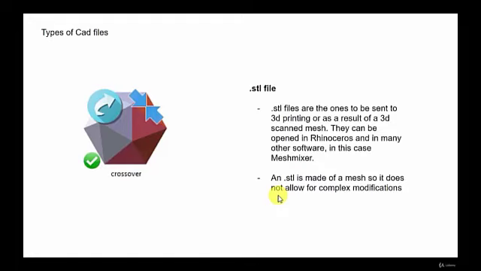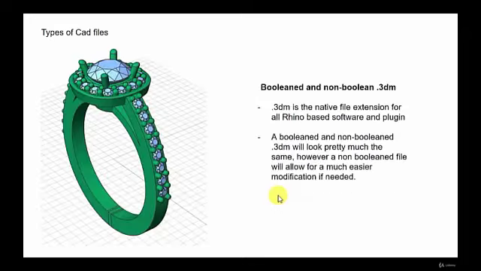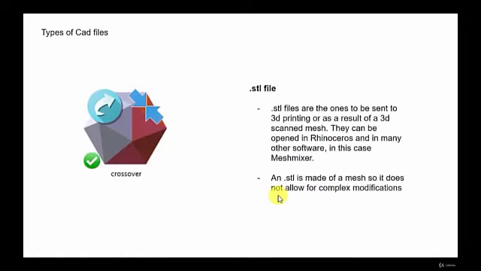Then we have an STL file, which is the file commonly used for 3D printing. Actually, you could also use the SLC file, but STL is up to now the most common one for 3D printing. The STL file is a mesh, so once you open it, you will see that it's full of triangles, not like this. Because it's a mesh, it cannot be edited easily. It can be scaled up and you could do some basic transformations, but it would not allow you to modify that file easily.